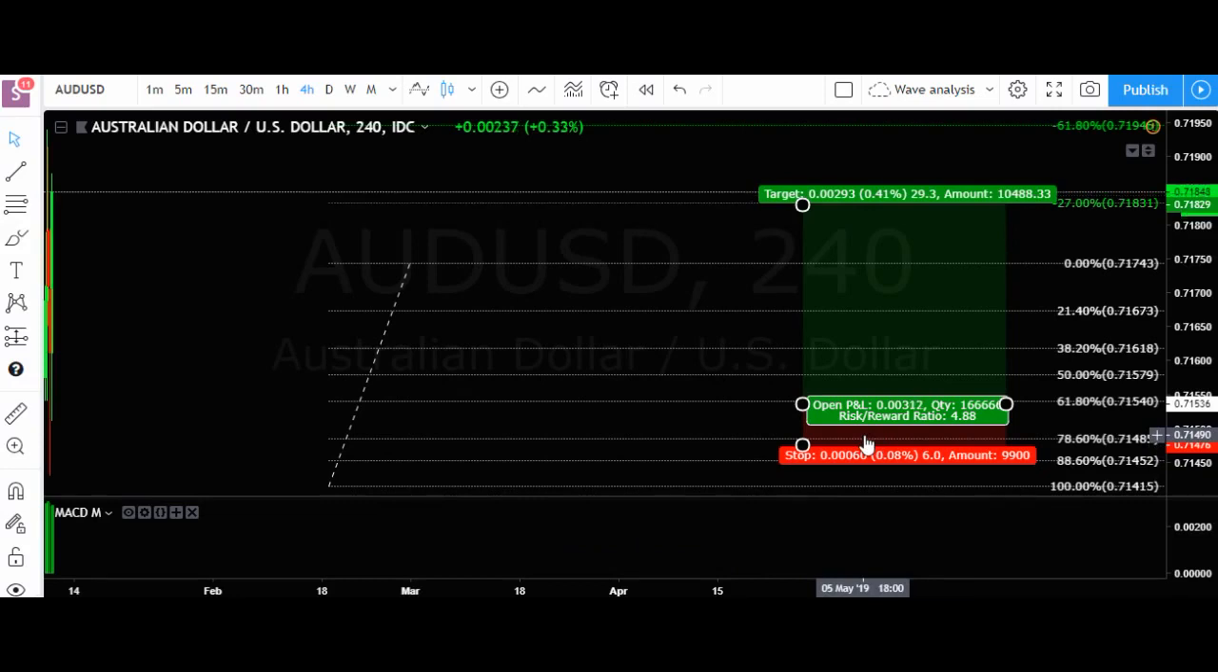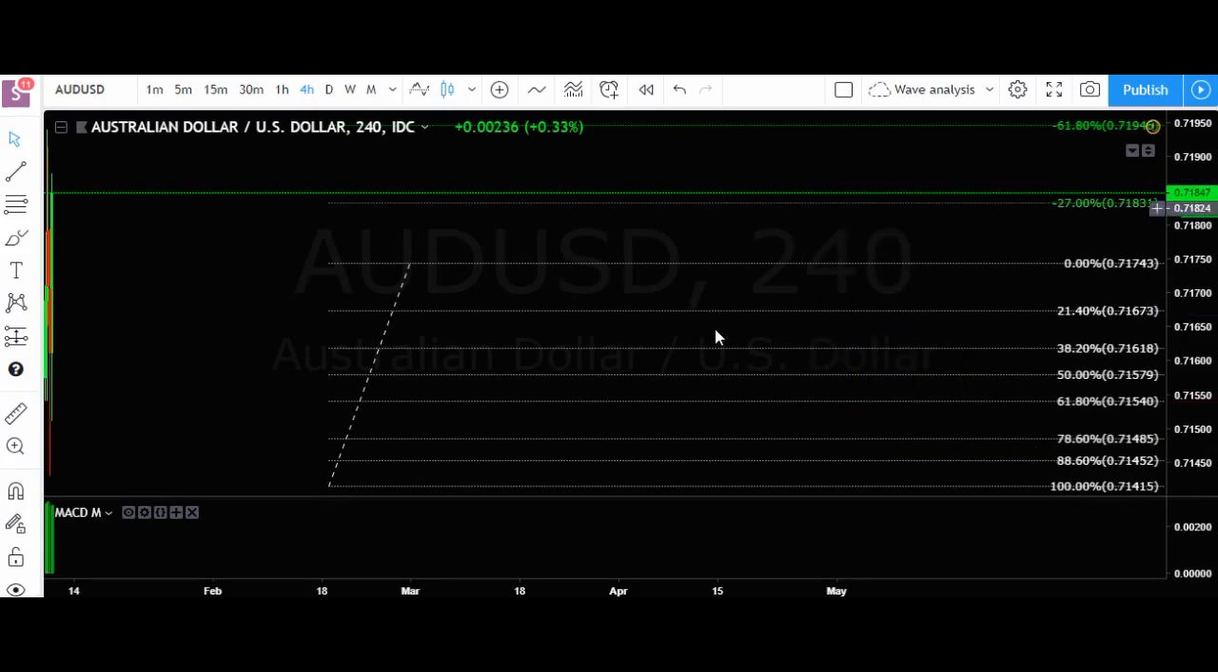I personally do not take trades that I don't get at least a 1.5 risk to reward. If it's below 1.5 risk to reward, I'm not interested in taking the trade, it's just not worth taking. But anything above 1.5 is pretty good, and if you go above 2 and 3, then it becomes very good. So this is the main reason we use the Fibonacci, to work out our profit target.